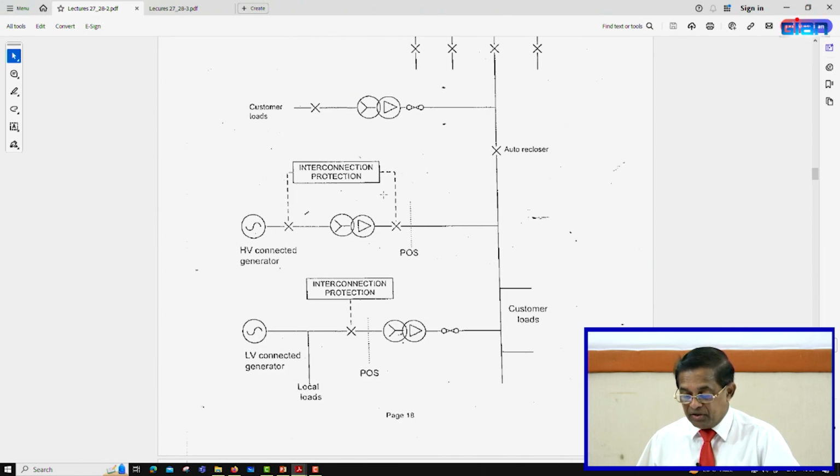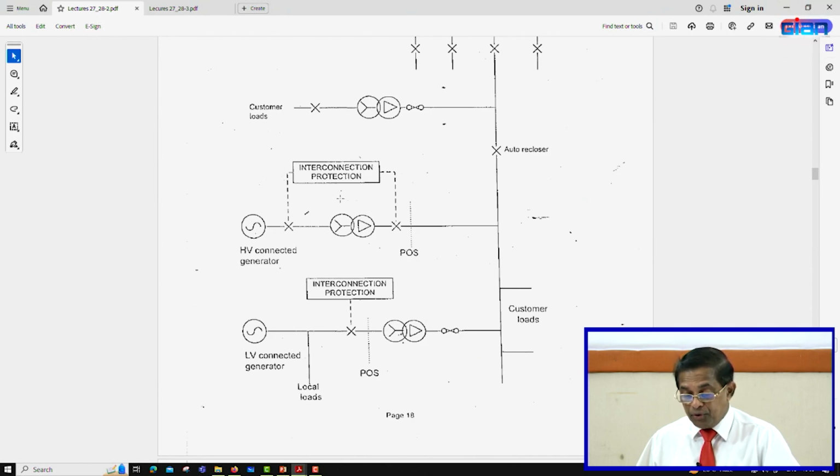Interconnection protection will be there, but here is an LV connected generator. If the plant is not very large, say a 500 kilowatt plant, they might allow you to connect it to the low voltage side. So, it is connected here on the 400 volt side, and the point of supply is here. The transformer belongs to the utility, the point of supply is where you supply, and your equipment is in this part. So, the transformer is not your property, but in the HV connected one, the transformer is your property and your responsibility also.